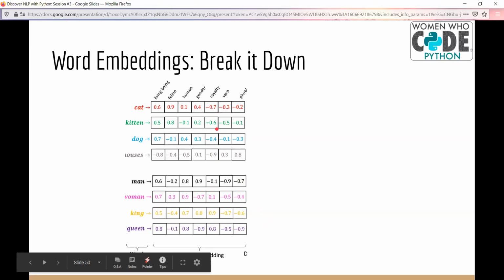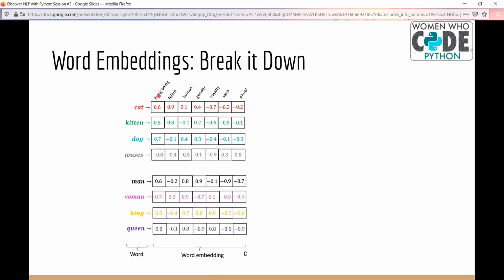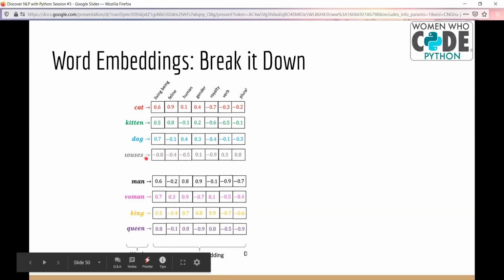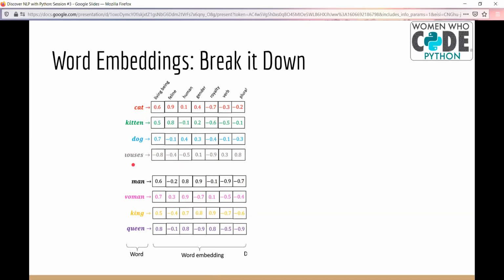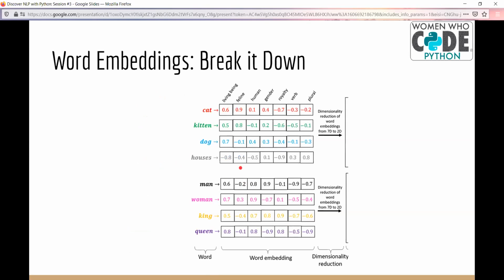And in the previous example as well, we had positive numbers for cat, kitten, and dog because all of them are living beings. But we have a negative number, which is a really low number, for houses because it's not a living being. So that's how the numbering and the scoring happens in word embeddings. And based on how close these numbers are, we would be mapping these individual words into a vector space. Let's see how.